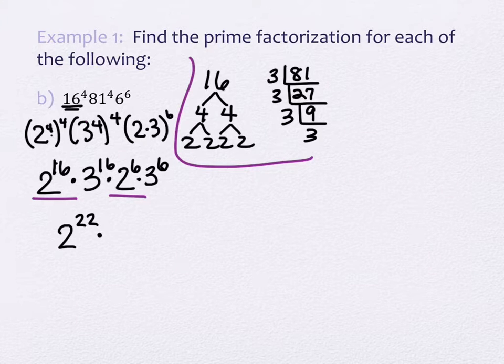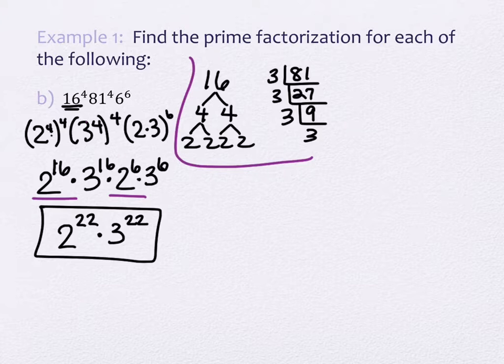And interestingly enough, the 3's are the same, right? 16 and 6, so also to the 22nd. This would be the prime factorization for this number. We're going to do one more, and then we're going to stop for today.